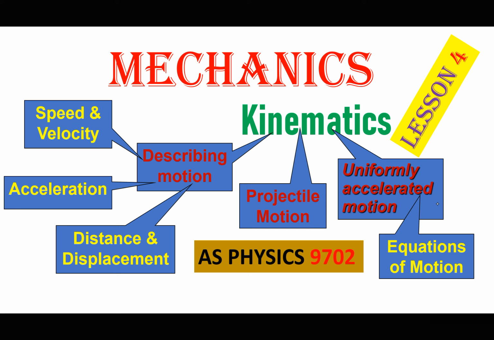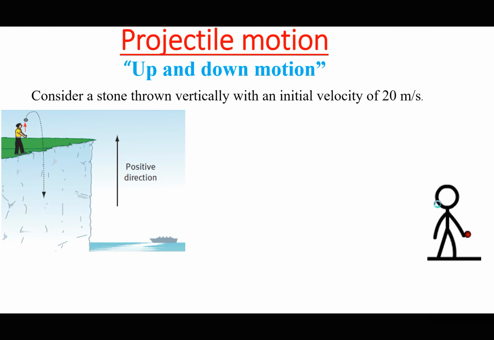And in lesson 4, I want us to concentrate on projectile motion. Motion in either one or two dimensions. That is what we call projectile motion. Of course, in projectile motion, we are always going to assume that the motion is uniformly accelerated. So in most cases, we shall assume that the acceleration is constant, and if the acceleration is constant, the equations of motion can therefore be used with projectiles.